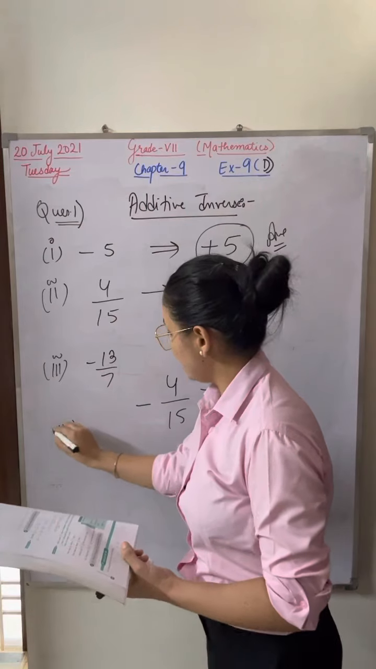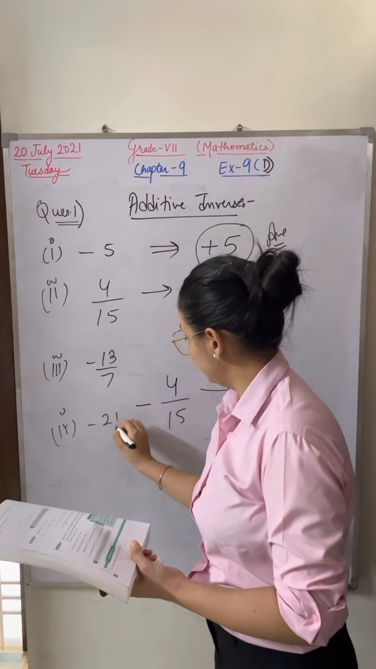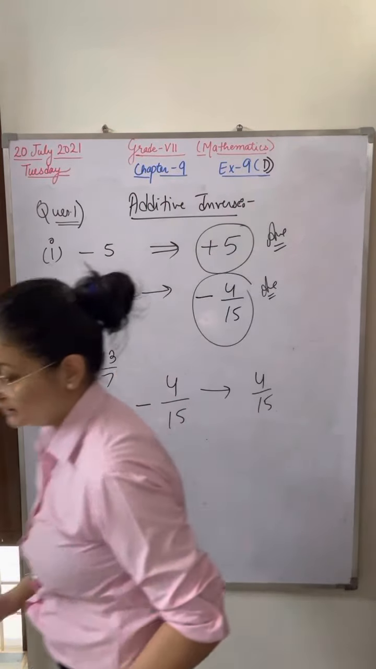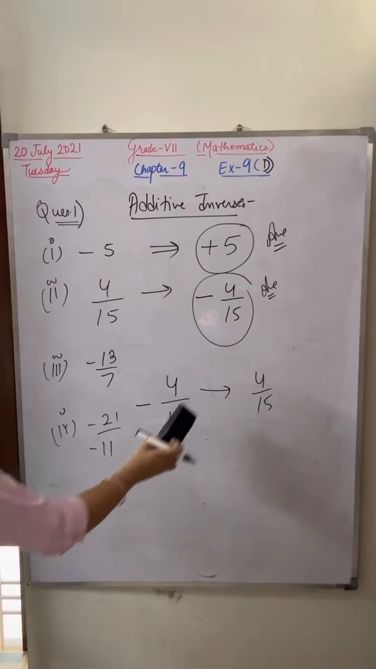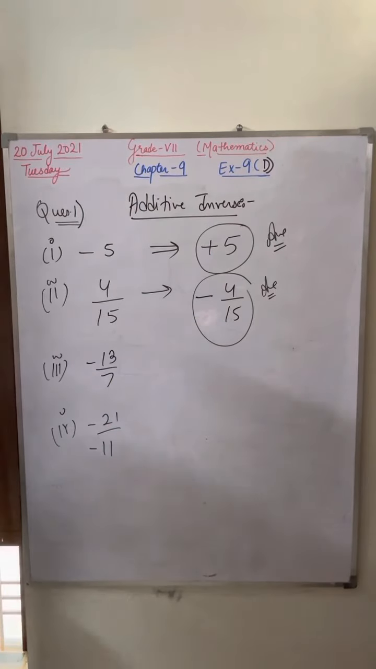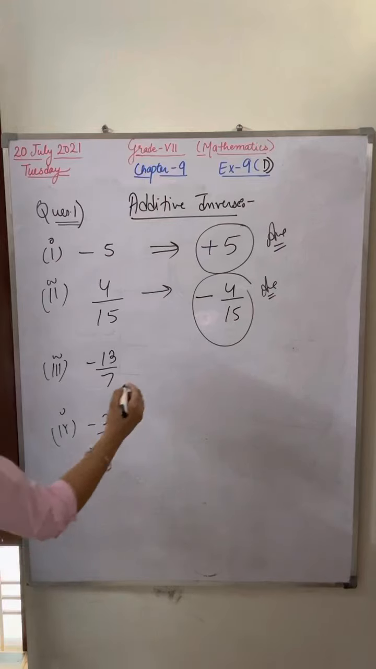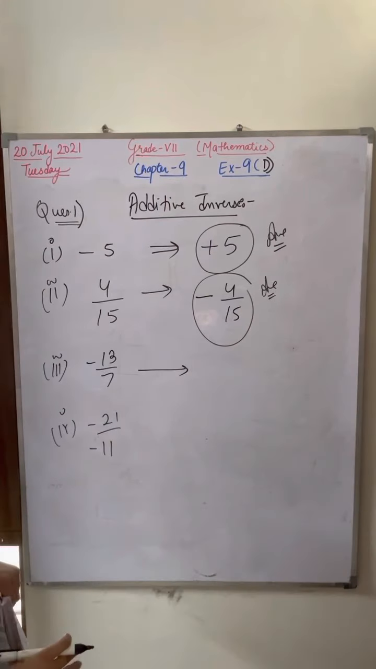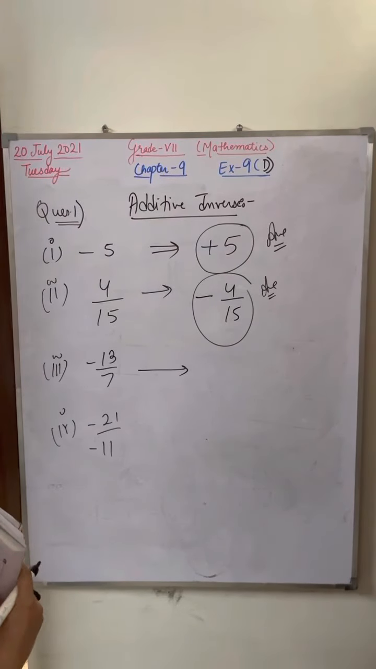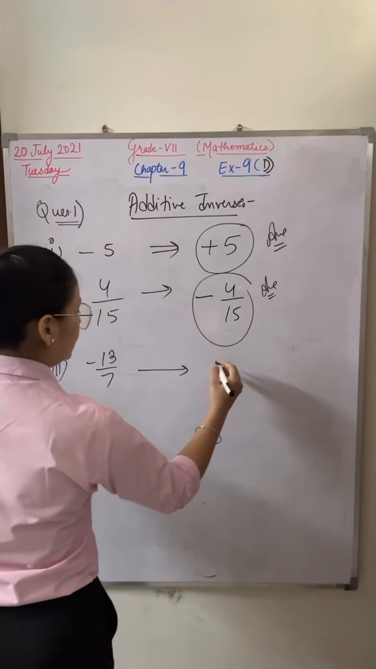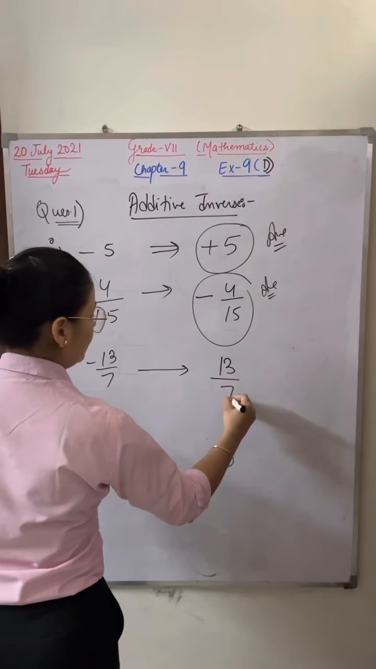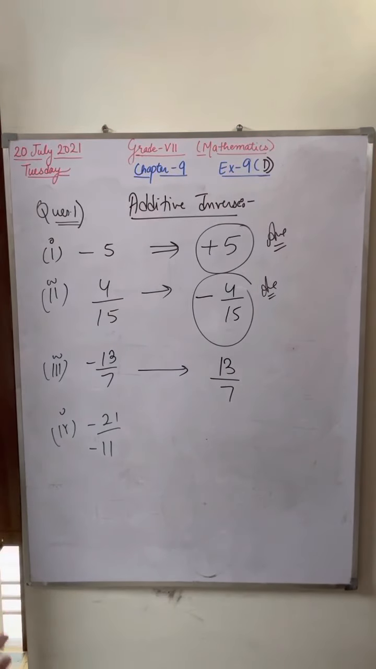And the fourth part is -21 upon -11. So let me tell you, -13 upon 7, the additive inverse will be what? Tell me the additive inverse. Yes, 13 upon 7. The sign will be opposite. Very good. The sign will be opposite.